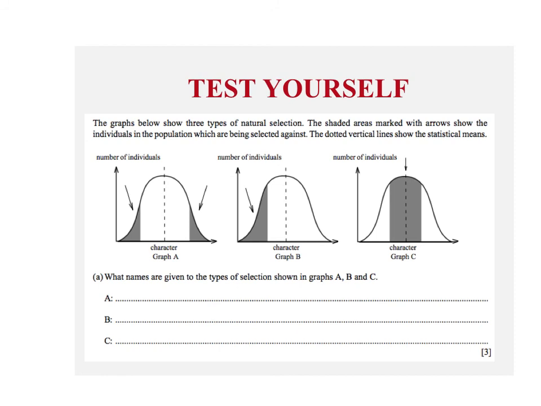As per usual, we're going to finish off a lesson with some exam questions. So there's only a couple of them this time, and we'll go through the marks individually at the end. The graphs below show 3 types of natural selection. The shaded areas marked with arrows show the individuals in the population which are being selected against. The dotted vertical lines show the statistical means. What names are given to the types of selection A, B and C? Should be quite simple. Pause, play again when you're ready.